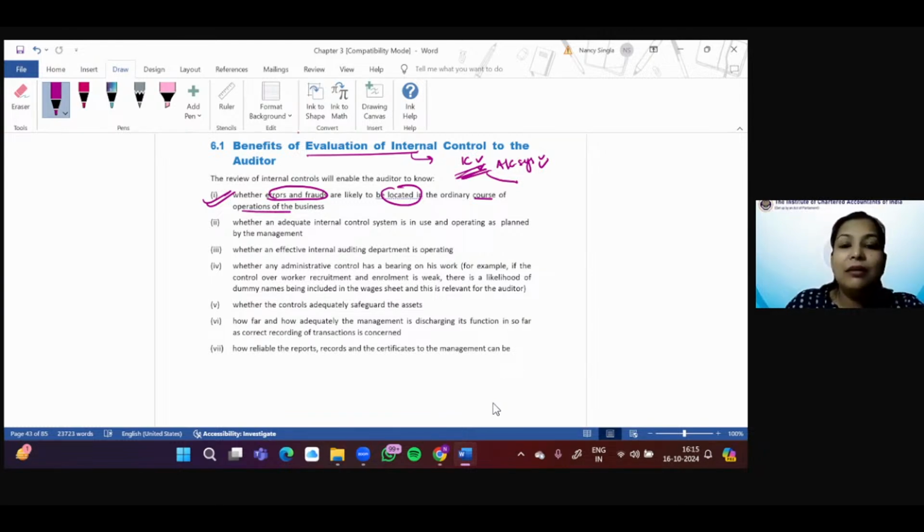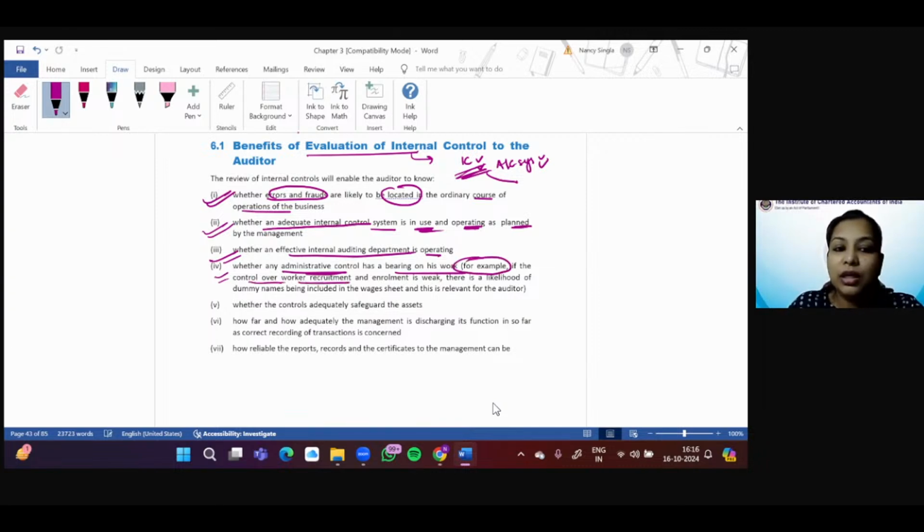Then after having an evaluation of internal control, the auditor will be able to understand whether an adequate internal control system is in use and operating as planned by the management, whether an effective internal audit department is operating or not, whether administrative controls have a bearing on his work. For example, this example beautifully explains this point. If control over worker recruitment and enrollment is weak, there is likelihood of dummy names being included in the wage sheet, and this is relevant for the auditor.